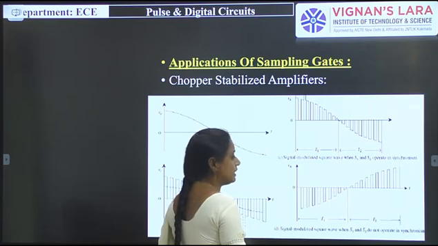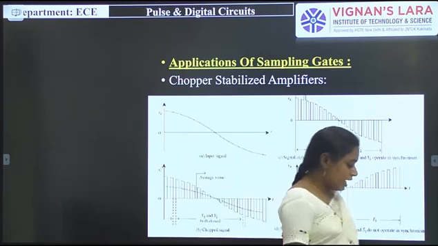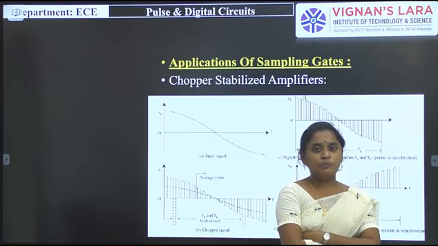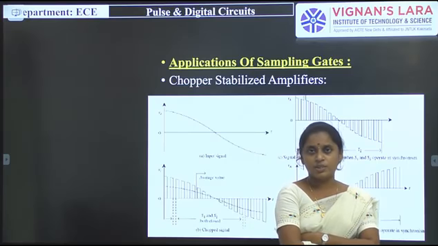After that, it is given to a low pass circuit. A low pass circuit allows the low frequencies and rejects the high frequencies, as we know. Here we use a modulated signal.